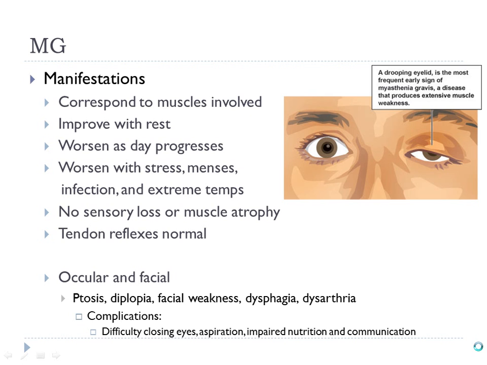In MG, the person will have these weakness manifestations, but they improve with rest. As the day goes on, the person's manifestations become worse, and of course, infection and stress increase the manifestations of these autoimmune disorders. There's not a problem with the muscle itself or the nerve itself, so there's no loss in sensation and no loss in muscle tone for this person. It's a problem with making the muscle work. They'll have normal reflexes.